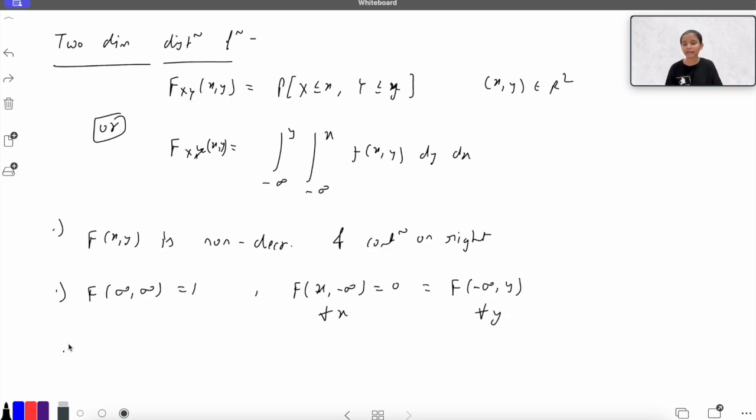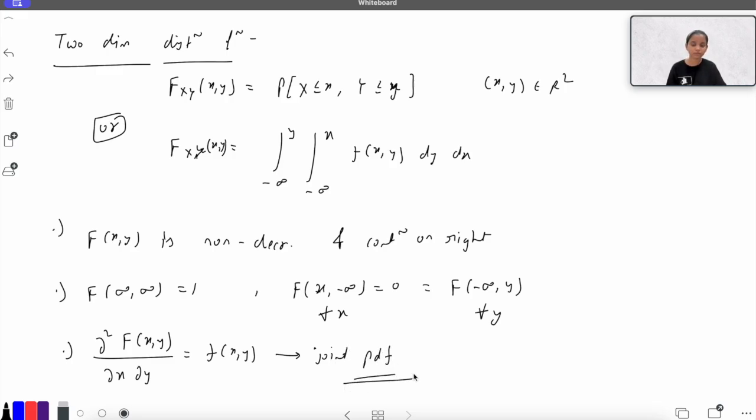Okay, next thing, you can find the joint PDF with the help of the joint CDF, the joint distribution function, by differentiating it two times: del squared F(x,y) by del x del y, then you will get f(x,y), which is the joint PDF.